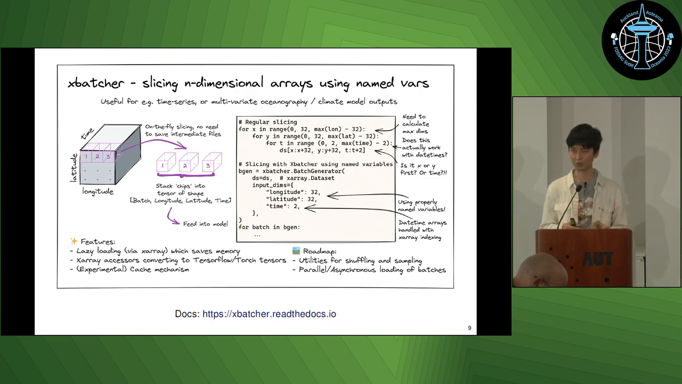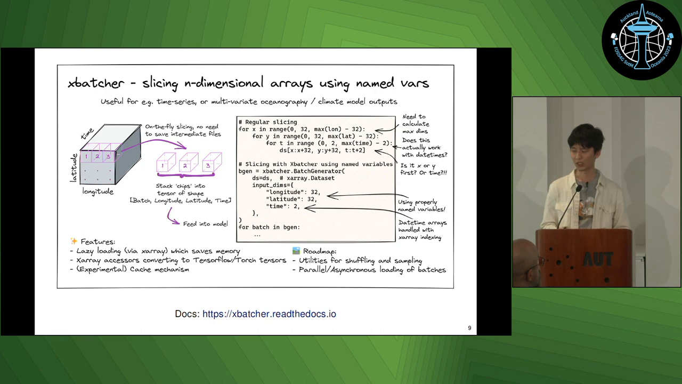It works best with multi-dimensional data that fits into an Xarray data model. So you can do the on-the-fly slicing. You don't need to save intermediate files. And then it does the stacking for you into whatever shape you want, and then you feed it into the model. The alternative would be to write that for loop across all of your dimensions. And it's not too bad if you have just X, Y, time dimensions, but once you get into multiple variables, it gets messy really fast, and you don't know which index is which variable.